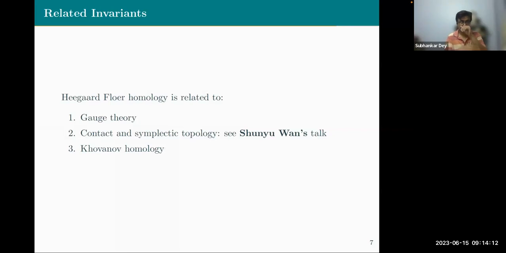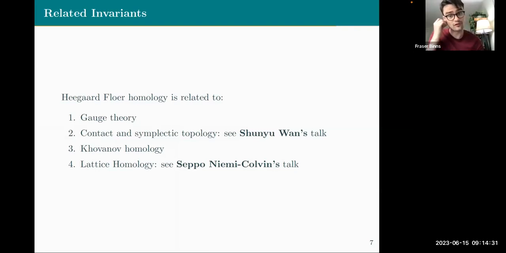Among other things, Heegaard Floer homology is also known to be related to Khovanov homology and lattice homology. The last two are known to be computation friendly. The relationship between Heegaard Floer homology and lattice homology will be addressed in Seppo Niemi-Colvin's talk. In particular, we talked about how various aspects of knot Floer homology are reflected in this lattice homology world. One small thing I'd like to add about lattice homology is that it's an invariant coming from singularity theory, an algebraic geometry type thing, perhaps.